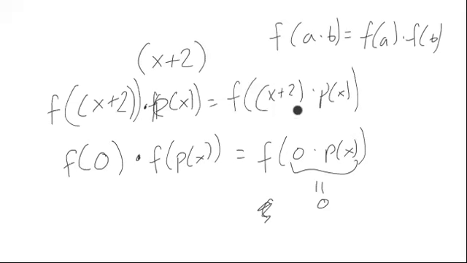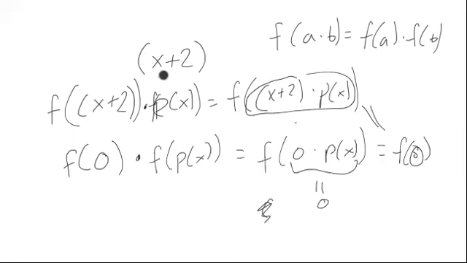So we know that x plus 2 is already in the same fiber as 0, and we know that this is equal to f of 0. So these two have the same image, and therefore this is in the same fiber as 0. So really what we've done is this: the fiber that contains 0, I'll call it 0 bar, contains x plus 2. Not only does it contain x plus 2, it actually contains all multiples of x plus 2.